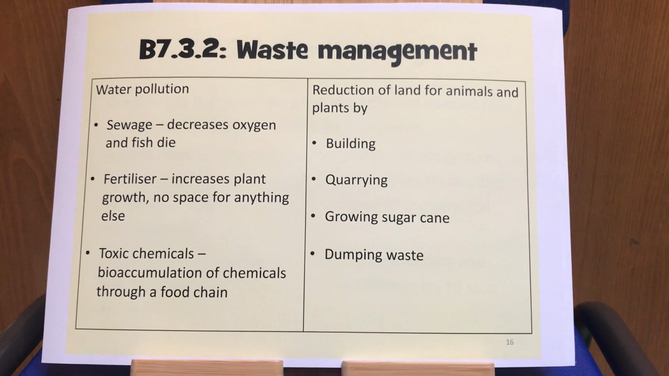Toxic chemicals. Again, we've got this word bio in front of the word. Bioaccumulation of chemicals through a food chain. So say for example a small amount of a chemical goes into a river and people think that's not a big deal because it's in such a small amount. Because the organisms in the food chain eat so much, it actually accumulates, it builds up through the food chain.